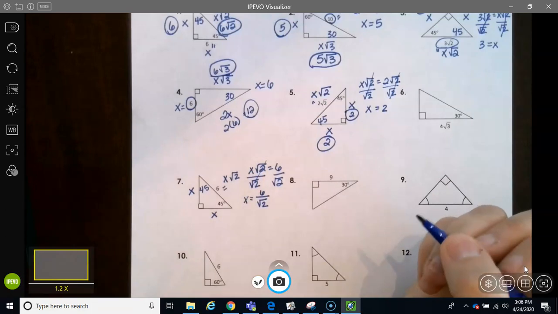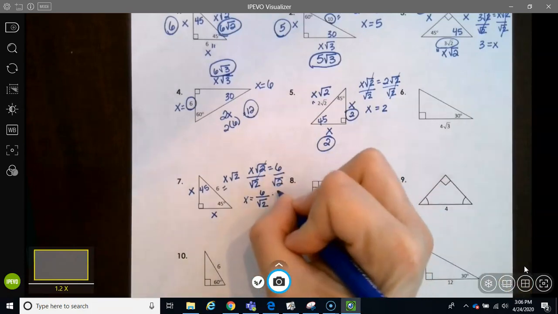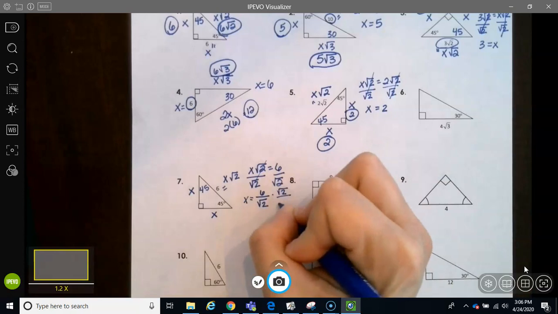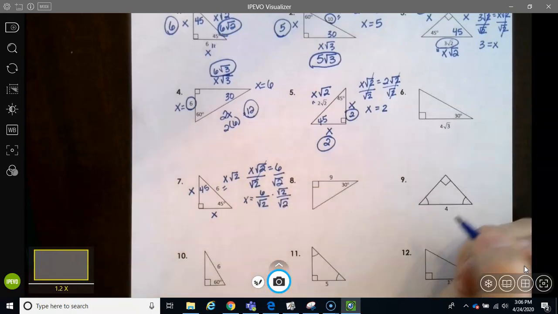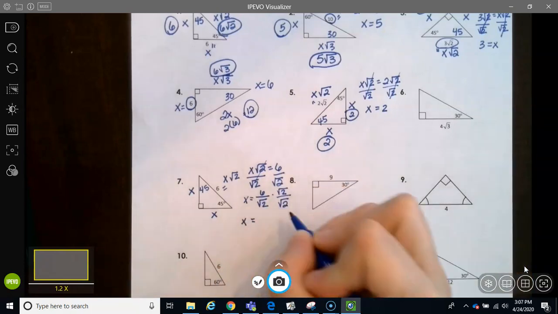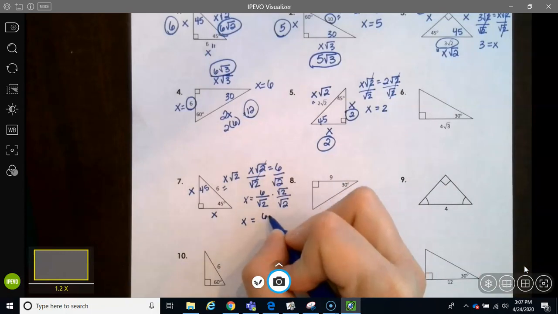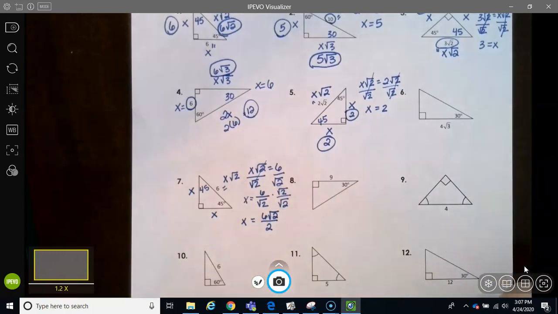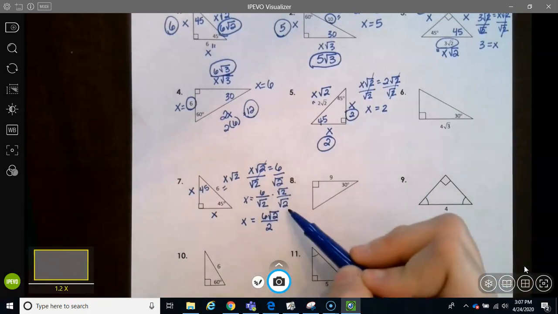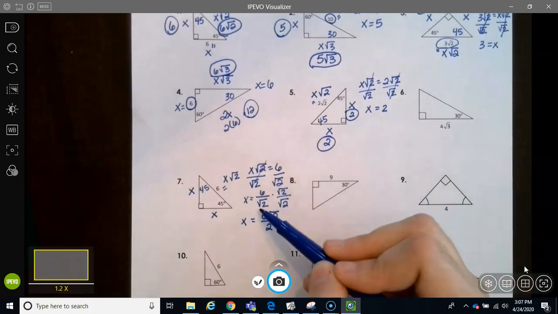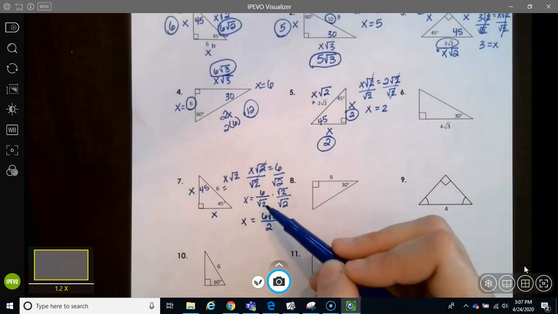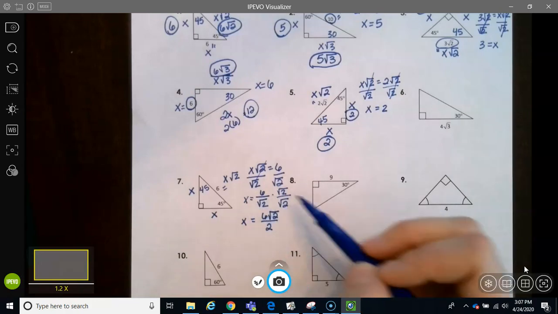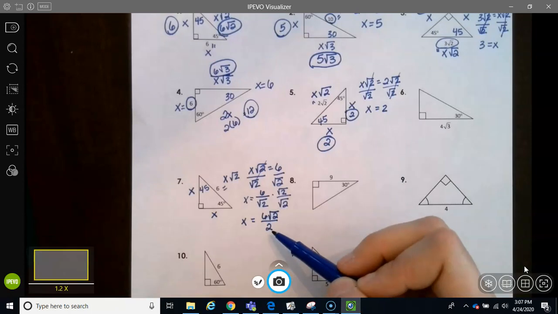Now I cannot leave a square root in my denominator, so I multiply the numerator and the denominator by that same square root. So we end up with x equals 6 square roots of 2 over 2, because square root of 2 times square root of 2 gives you square root of 4, and square root of 4 is just 2. So basically, if you're multiplying by the same square root, it generally just gets rid of the square root, and you're just left with the number underneath.